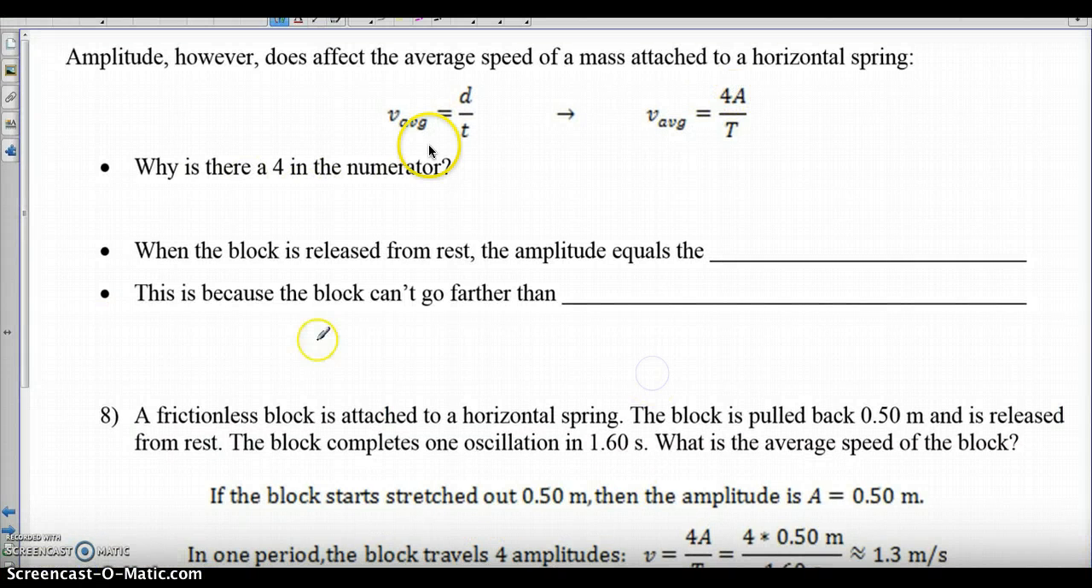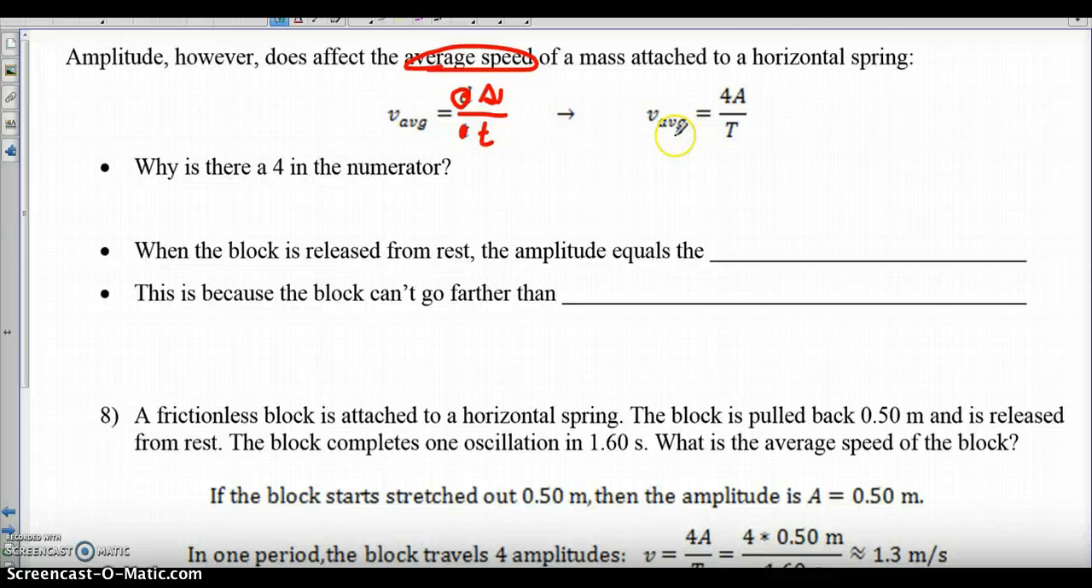So here's what we can say. Amplitude impacts the average speed of the mass. And that's going to be true for pendulums too. Not only is this true for masses and springs, but also pendulums. So the average speed equation is distance over time, but we're going to use an S for distance, and I'm going to rewrite the equation. Now, in one period, when the interval is 1 period, capital T, this equation says we travel 4 amplitudes.